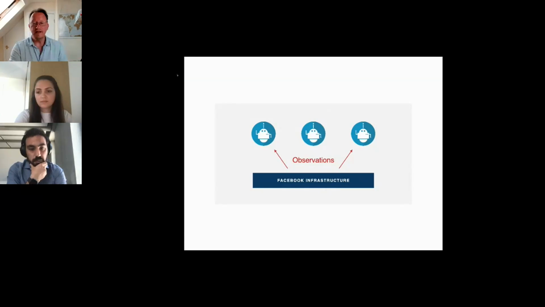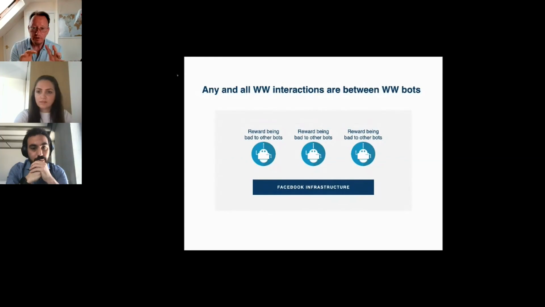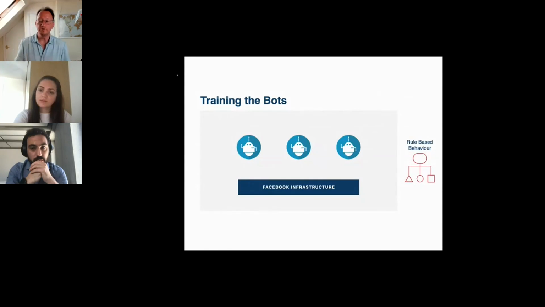And we've got this layer on top of these bots. So what do we do? Well, we reward the bots for being bad to other bots. All the interactions between bots are, of course, isolated, so they only occur between other bots. So we reward bots for being bad to each other through the infrastructure, but they can't interact with normal users. And we train the bots using a variety of techniques, including machine learning.